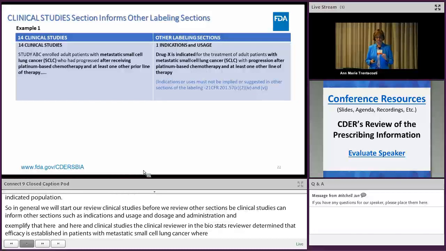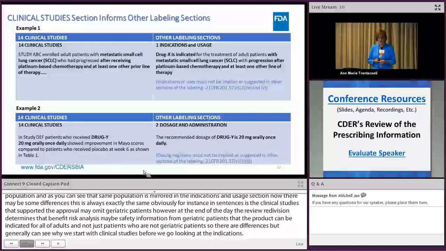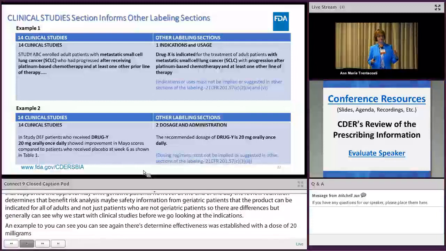In example 2, you can see that, again, it was determined that effectiveness was established with a dose of 20 milligrams orally once daily. And this will inform us of the dosage and administration, what the recommended dose for that product is. The applicant may have submitted efficacy data for 20 milligrams and 30 milligrams, but at the end of the day, if we determine that the safe and effective dose is 20 milligrams, and that's going to be described in section 14, then that's the dose that we're going to use as the recommended dose in section 2, dosage and administration.